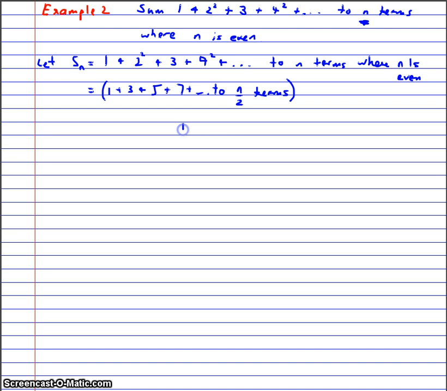Okay, we need to add the second series, which is 2 squared plus 4 squared plus 6 squared and so on. And similarly, it is n over 2 terms.